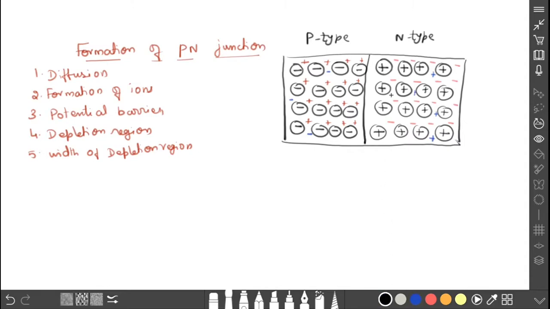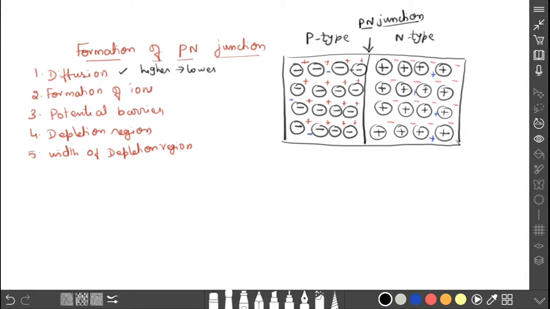Now this part where these two are meeting together, where they are having physical contact with each other, that part is called the PN junction. As soon as these two are combined, what happens next? Listen, the first step is diffusion. What is meant by diffusion? The movement of charge carriers from higher concentration to lower concentration is called diffusion.